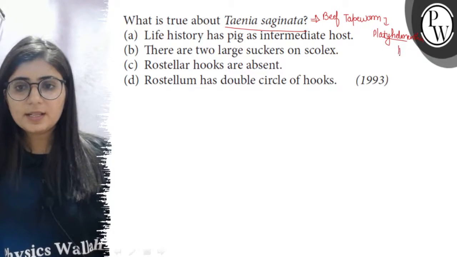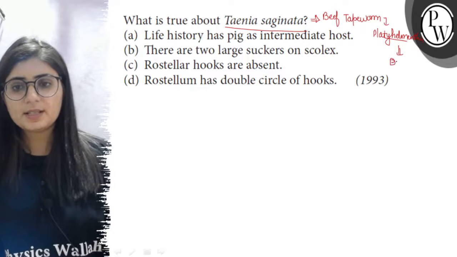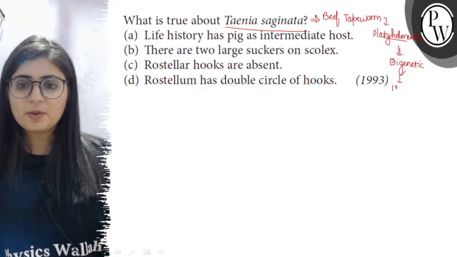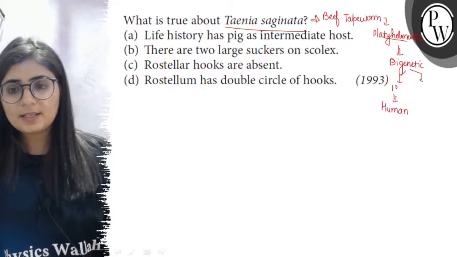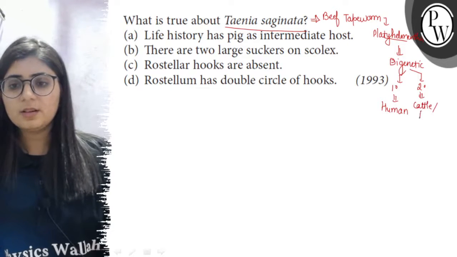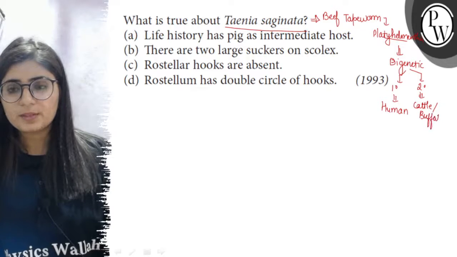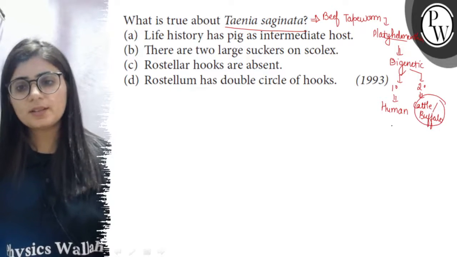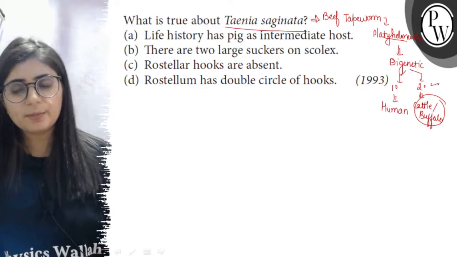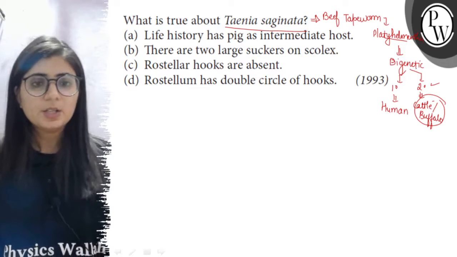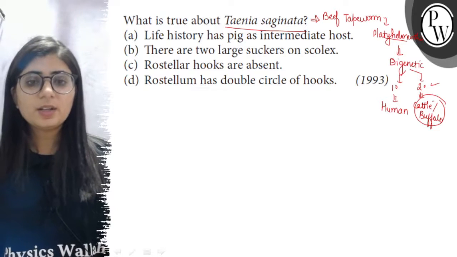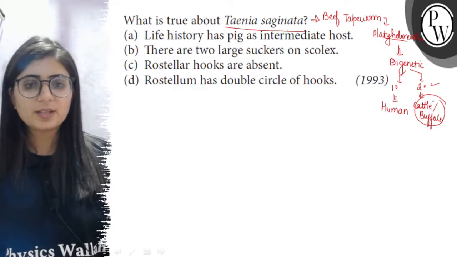And here it has two hosts. It means it is a digenetic parasite involving two hosts. So the primary host is the human, where it lives in its small intestine, and the secondary host is the cattle or the buffaloes. So secondary host is also known as the intermediate host. So it is cattle or buffalo in case of Taenia saginata. So we have to find out the correct statement with respect to Taenia saginata.